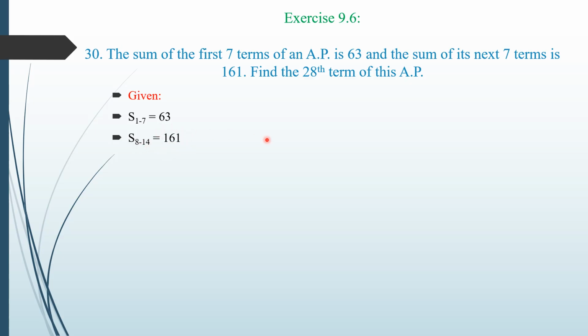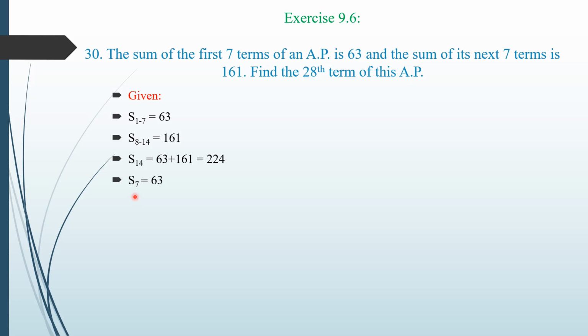Now using these two information, we can get one more sum, that is sum of total 14 terms of this AP, that is from first to 14, that is nothing but 63 plus 161, that will give me 224, because this is sum of first 7 terms and this is sum of next 7 terms. So when I add these two, I will get sum of total 14 terms from beginning. Now using this information, we'll try to find 28th term of this AP.